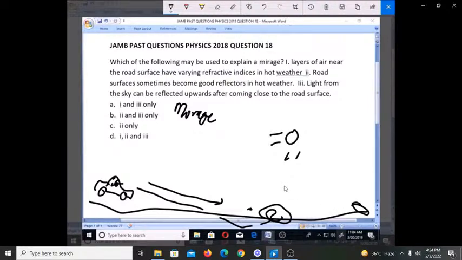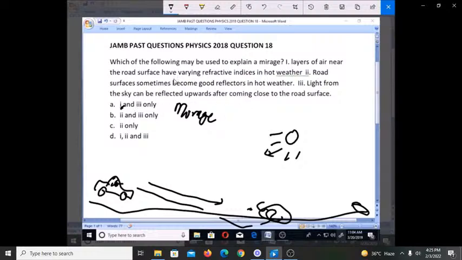If you drive a car often, you have noticed this once or twice in your lifetime, or several times. When you're driving, you see something that looks like a pool of water, and it's not as if it does exist, but it's actually because of the hotness of the weather, because of the reflection of the light rays from the sun. So now, taking this in perspective with the question, what are the likely answers? Layers of air near the road surface have varying refractive indices in hot weather. That is true.